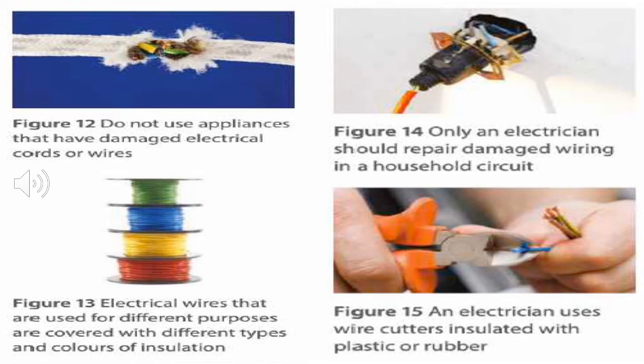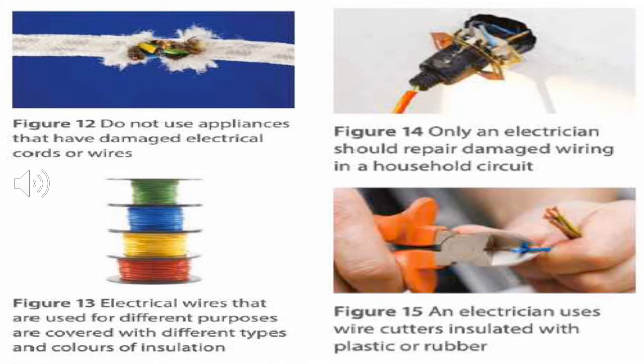Then we move to figure 14. Only an electrician should repair damaged wiring in a house circuit. We should not all be playing around with our circuits in our houses unless we know what we are doing. So electricians are the best people for this job. Then we look at figure 13. Electrical wires that are used for different purposes are covered with different colors of insulation. So those are all different wires that are covered with insulation.